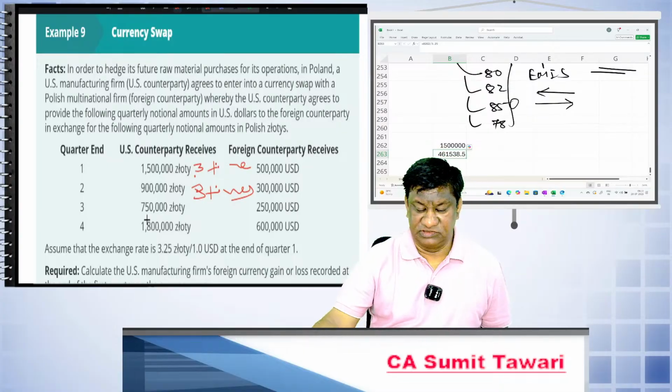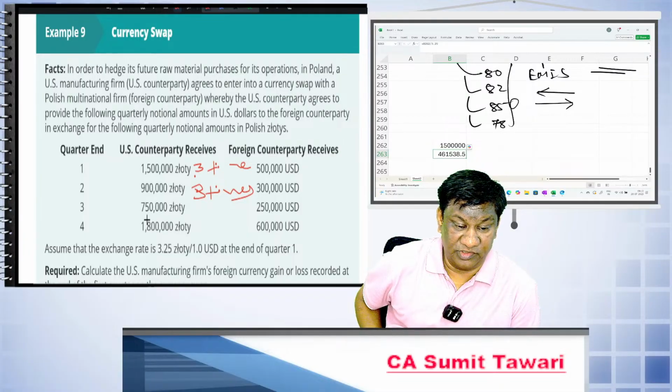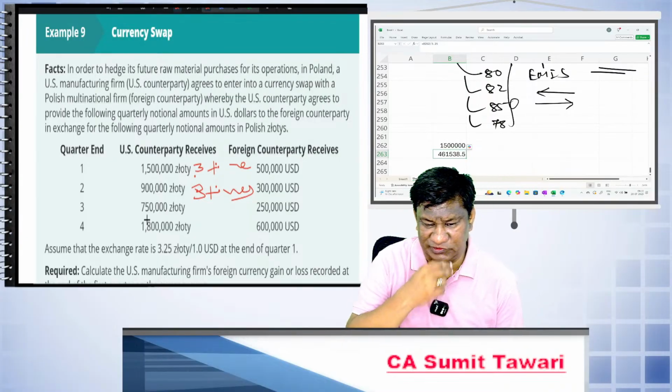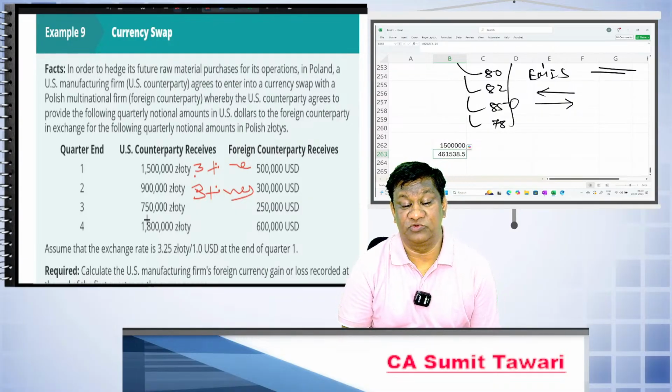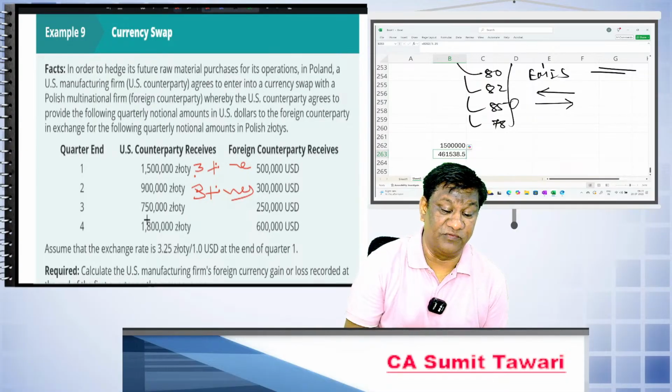No, the question is something different. Quarterly notional amount in US dollar to the foreign counterparty in exchange of the following quarterly notional amount in Polish zlotys. Agreed to provide the following quarterly notional amount in US dollar, so he is paying in US dollar. The question is something different. So the US counterparty, at this decided exchange rate, is going to pay the US dollar, and against that the foreign counterparty gives 1.5 million zloty.